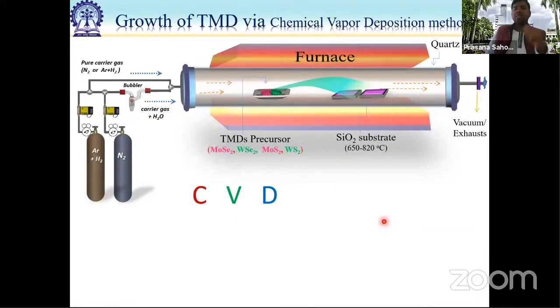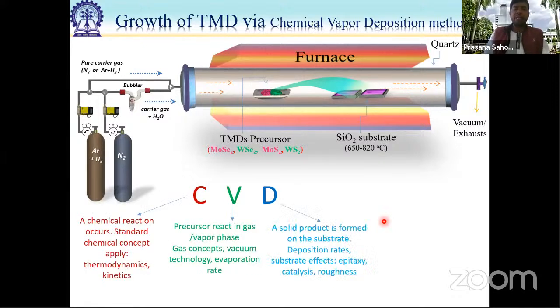Okay, so this technique we call chemical vapor deposition, where chemical means a chemical reaction occurs. The standard concepts apply, like thermodynamics and kinetics. And the V refers to the precursor vapor. When you put some solid precursor here and heat it up to more than 1000 degrees Celsius, what happens? The material can evaporate. Literally everything can evaporate, and it depends on you to find its evaporation temperature.